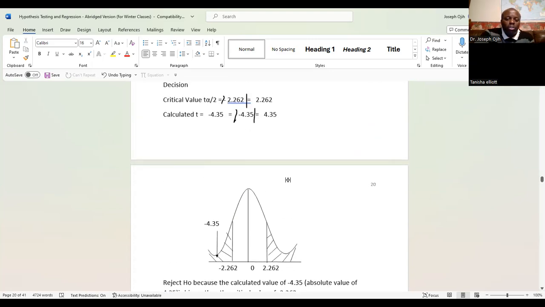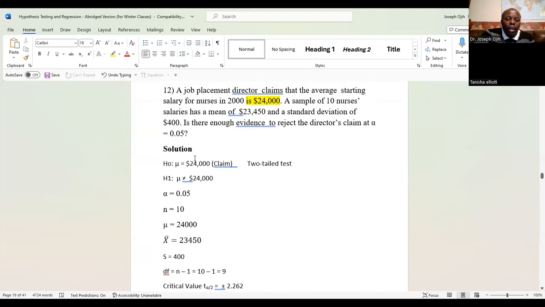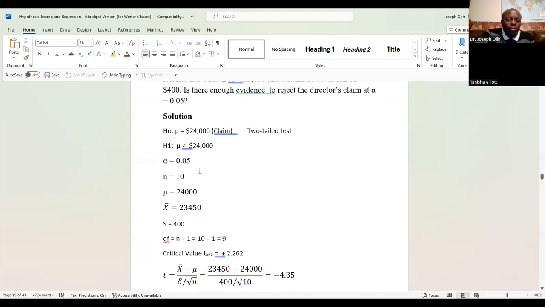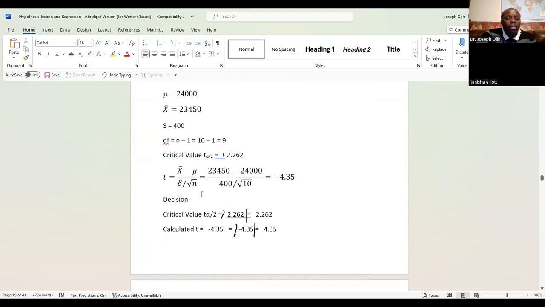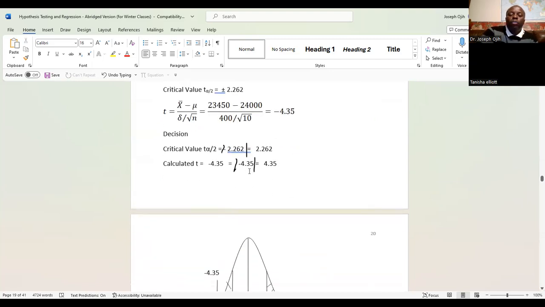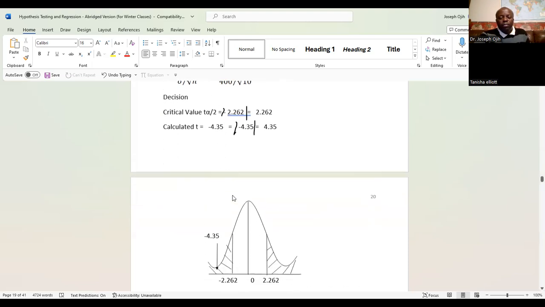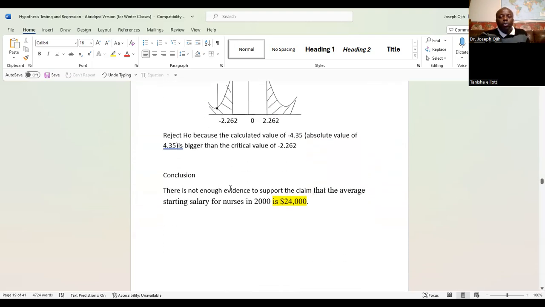So let me show you again. First of all, you state a hypothesis and identify the claim. Provide as much statistics as you can. Go get your critical degrees of freedom. Then go to the table to find the critical value on that student T distribution. Then run the test, and you get negative 4.35. You compare them with the critical value. If it is bigger than the critical value, you reject. If it's not, you don't reject. So that's it. Any question on this?